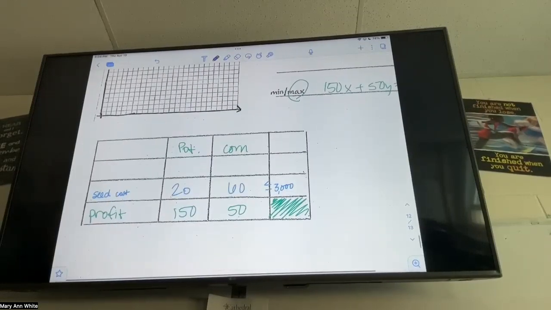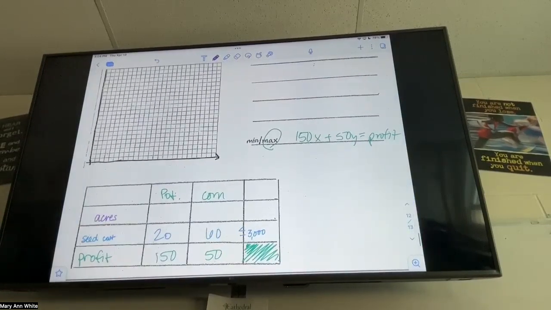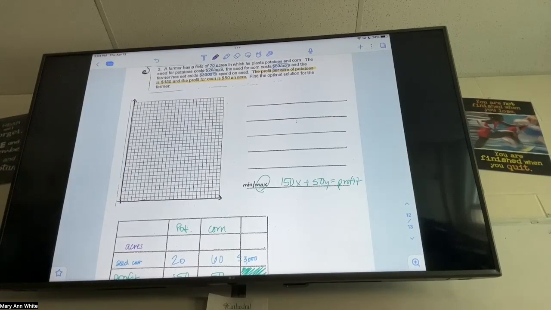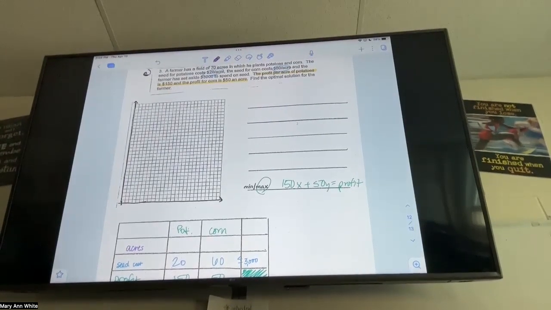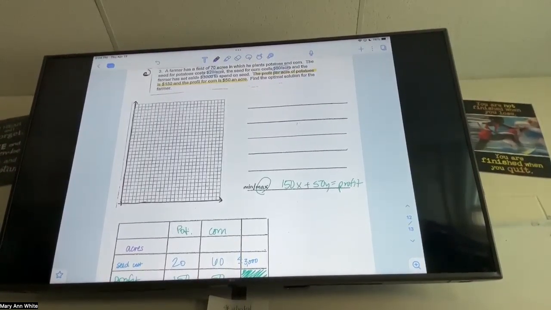Yeah, we're gonna say acres. The acreage is kind of hard though, because I think the very first line says a farmer has a field of 70 acres in which he plants potatoes and corn. Is there a reason, like, do we need more potato? Do we need more corn? Can it be equal? Is there anything specific we know about distributing it up?